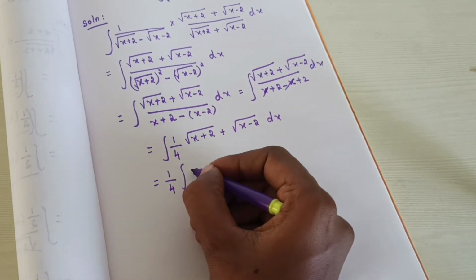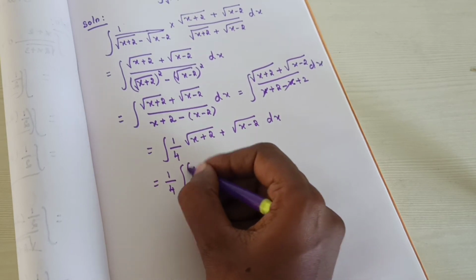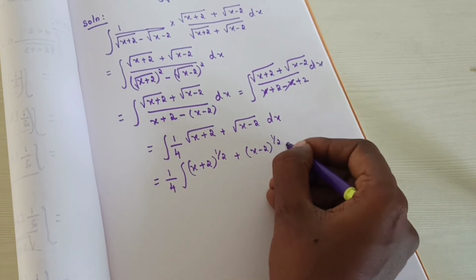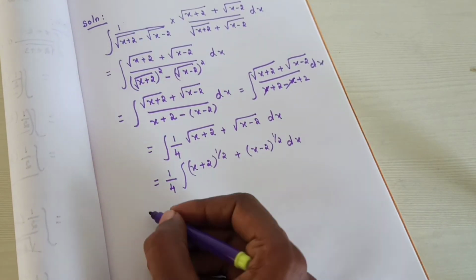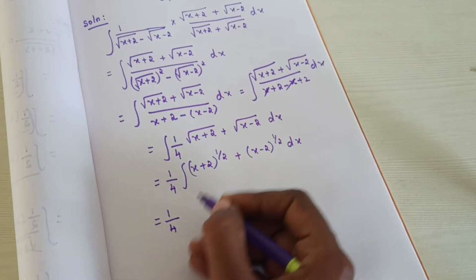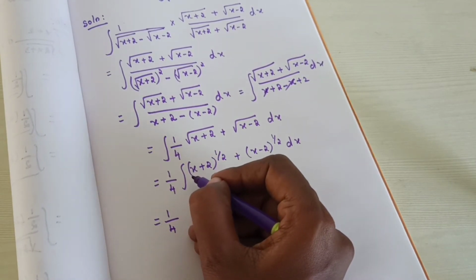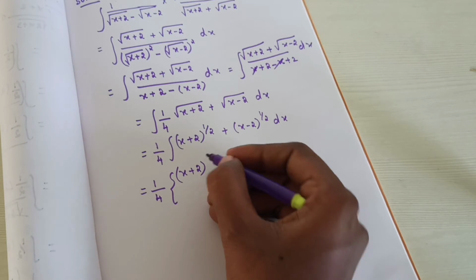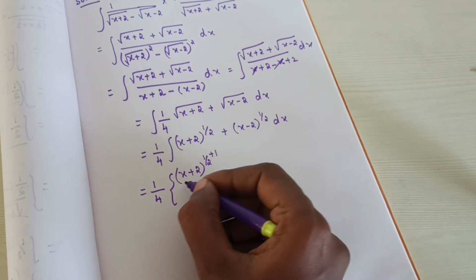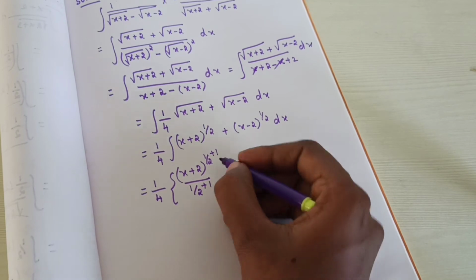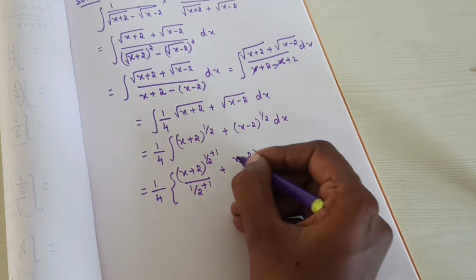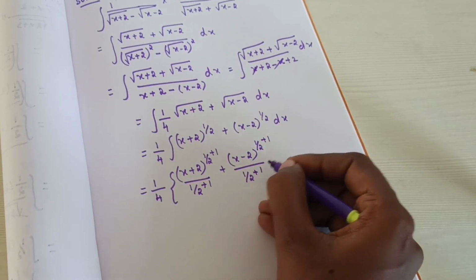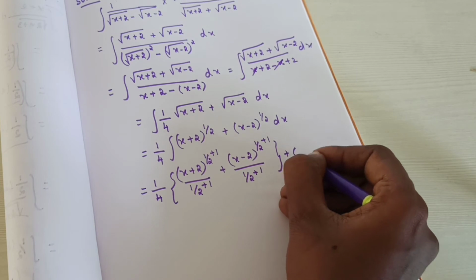That is equal to 1 by 4; we can take it outside. Now how will you write this? (x plus 2) the whole power 1 by 2 plus (x minus 2) the whole power 1 by 2 dx. Understand? Now we can integrate. That is 1 by 4 into, here the coefficient is 1, so no problem. No need to divide. So what will happen? (x plus 2) the whole power (1 by 2 plus 1) divided by (1 by 2 plus 1), plus (x minus 2) the whole power (1 by 2 plus 1) divided by (1 by 2 plus 1), plus c.